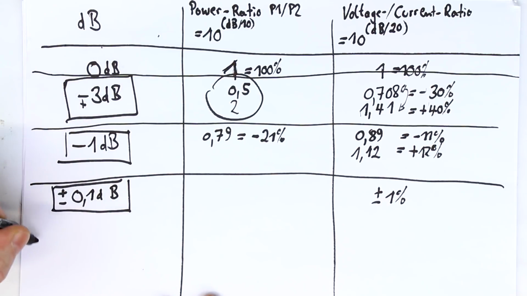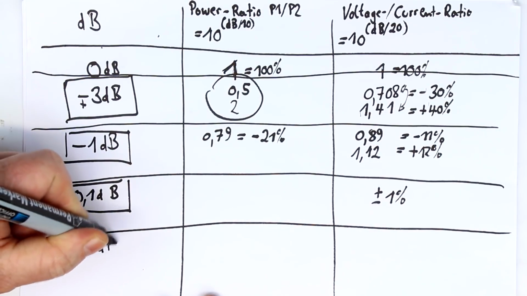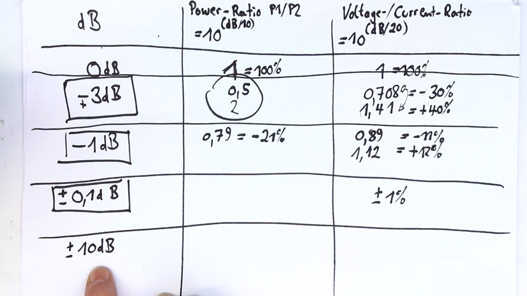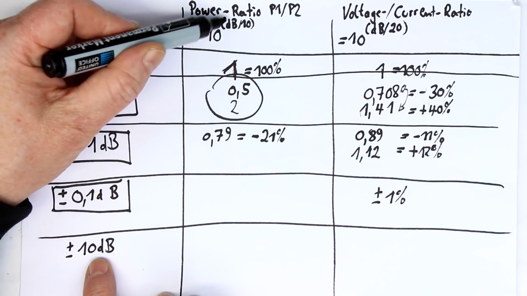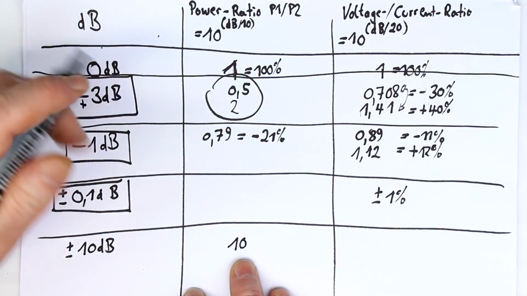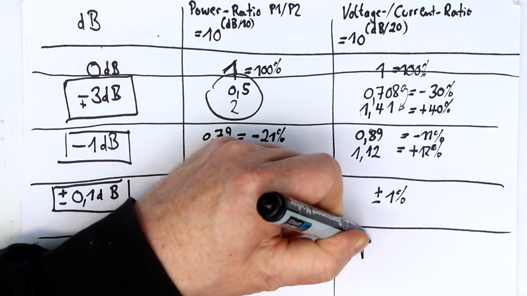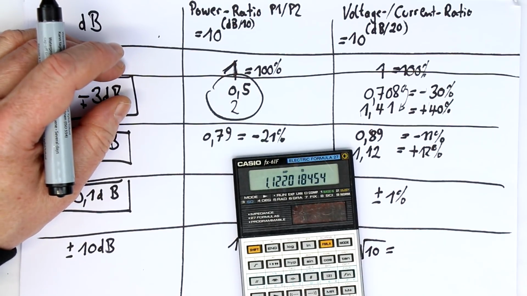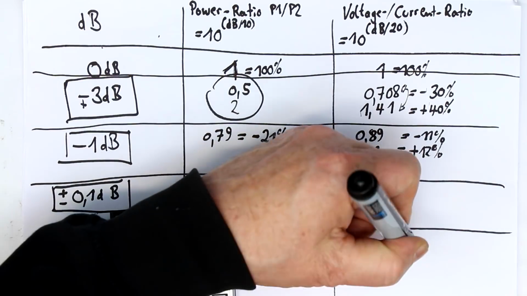Okay, and finally, what's also easy to remember, a 10 dB plus or minus drop or increase: we get here 10 to the power of 1, which is just a factor of 10 in power, and the voltage and current ratio is always the square root of this. So it's the square root of 10, and this gives a factor of 3.16.